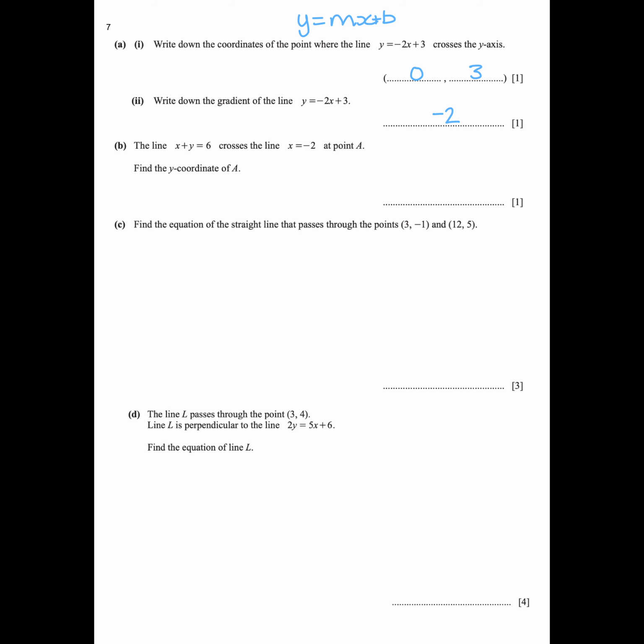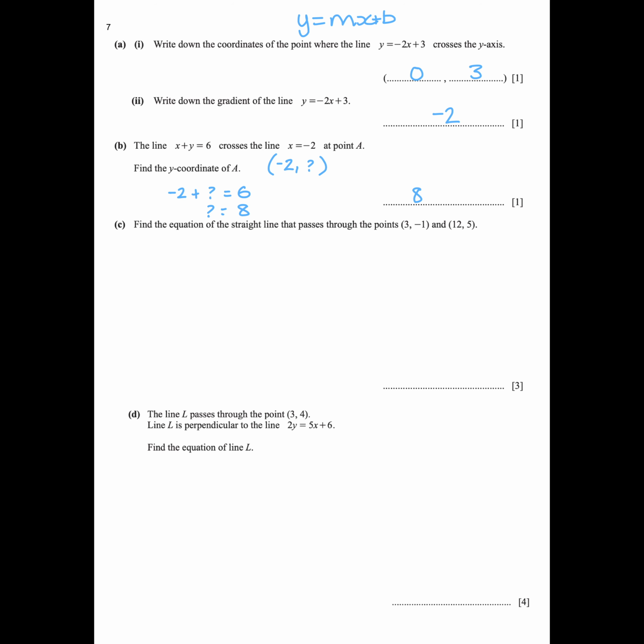And for part B, we need to find the second part of this coordinate. So this equation goes through x is minus 2. If we're trying to find the y coordinate, essentially we're saying that it goes through this coordinate. So if I substitute the x value into x and the y value into y, then that will help me find the missing coordinate. So x is minus 2 plus y is equal to 6. And therefore if I add 2 to both sides, I find that the y coordinate is 8. So the y coordinate there is 8.